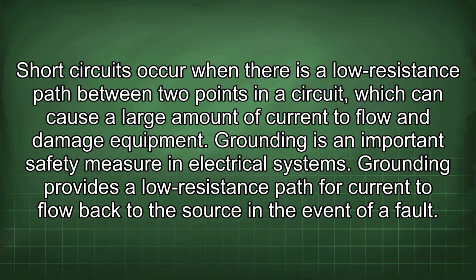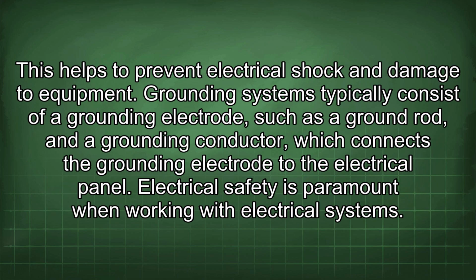Grounding is an important safety measure in electrical systems. Grounding provides a low resistance path for current to flow back to the source in the event of a fault. This helps to prevent electrical shock and damage to equipment. Grounding systems typically consist of a grounding electrode, such as a ground rod, and a grounding conductor, which connects the grounding electrode to the electrical panel.